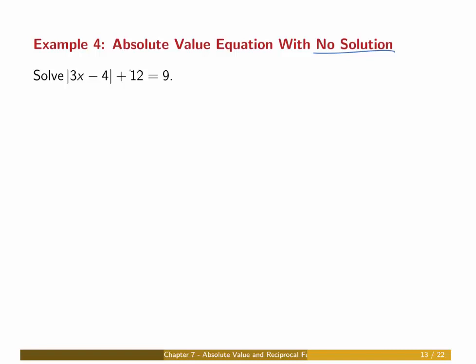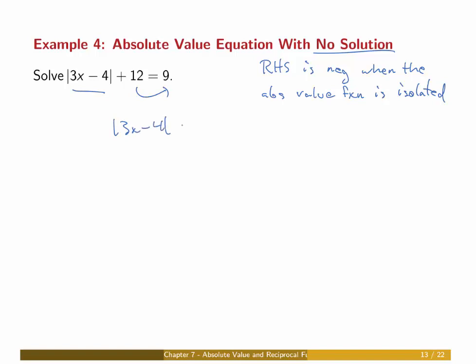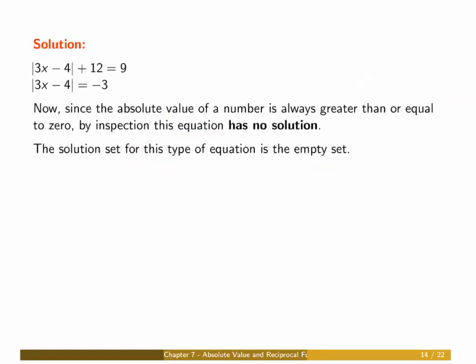And typically this happens whenever the right-hand side is negative, when the absolute value function is isolated. So the first step here would be to isolate this by moving this over. So you're going to be left with the following. Because that's negative, remember this always has to be positive. Always positive. Therefore, no solutions, because it will never be negative 3, because it can't be negative. That's what I outlined over here in the solution.